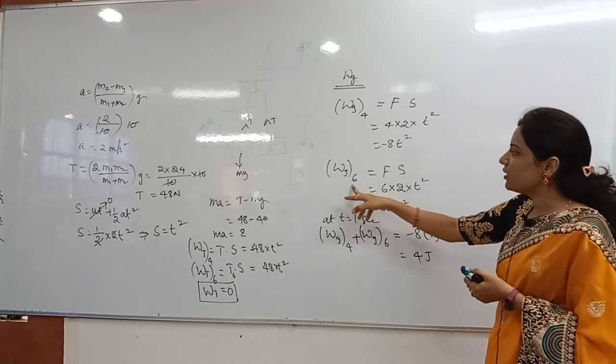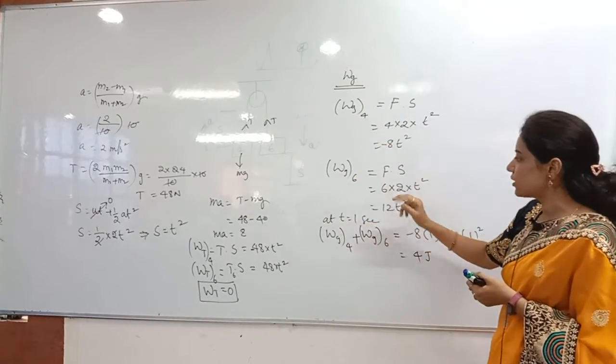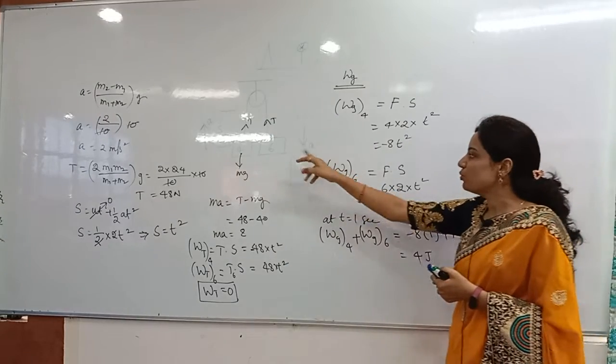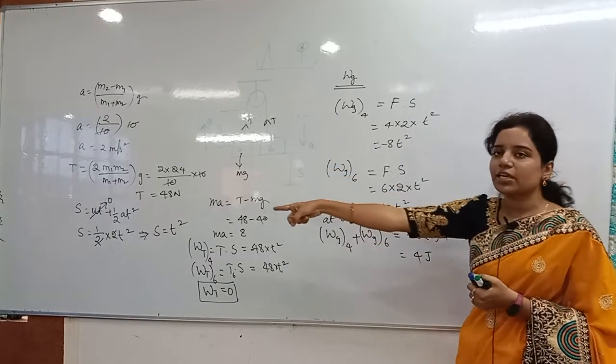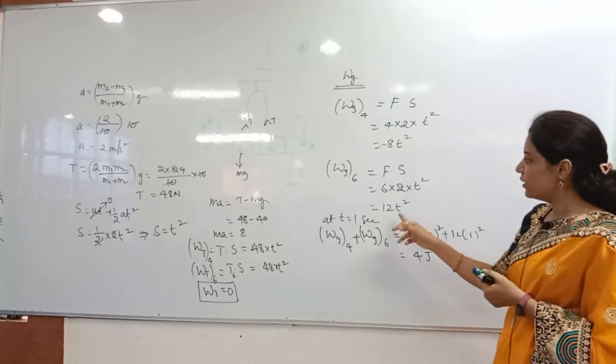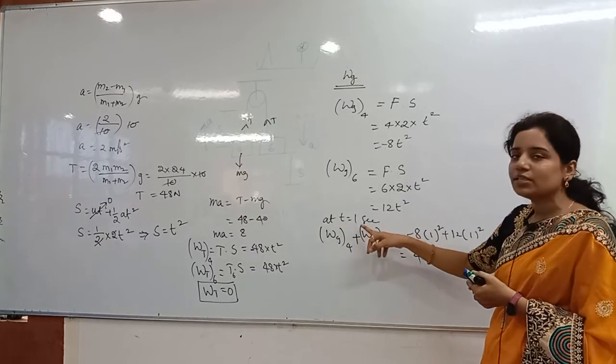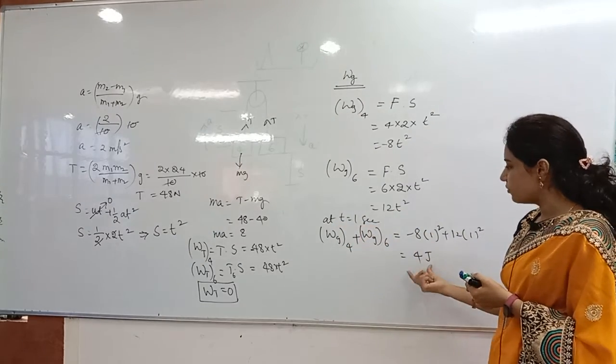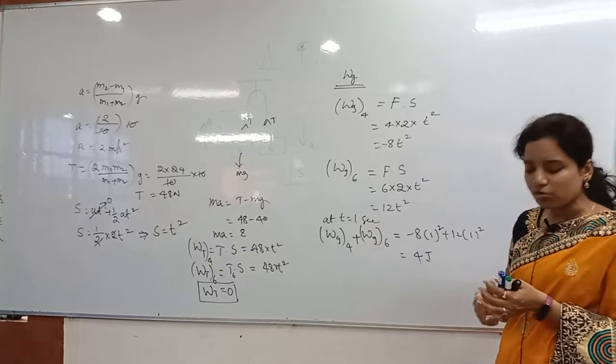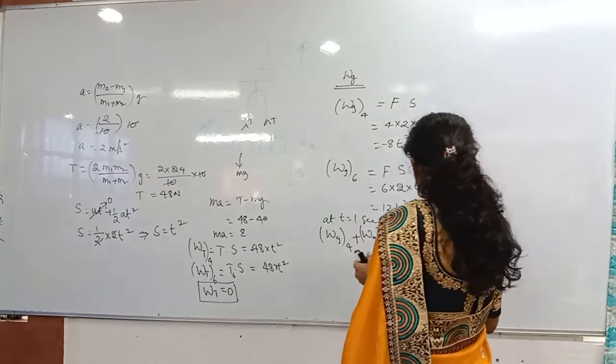Then work done by gravity on 6 kg, again ma into s only. ma is 6 into 2, and the displacement is again t square in the positive way. So the total work done at t equals 1 second, I got work done by gravity 4 joules, which is not equal to 0.